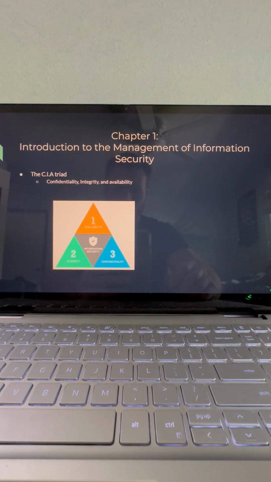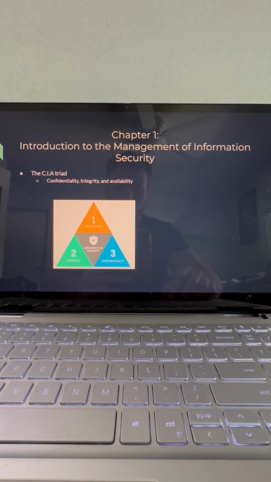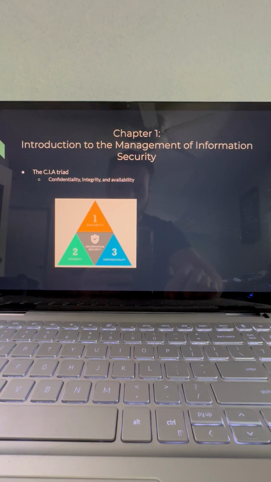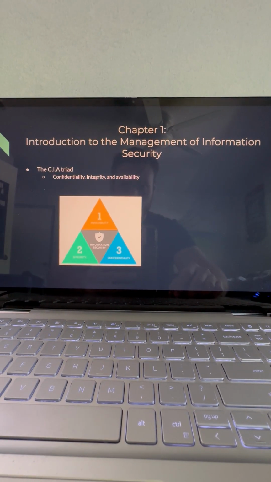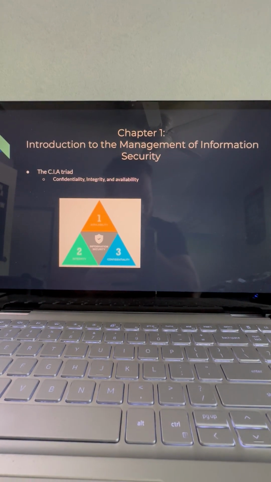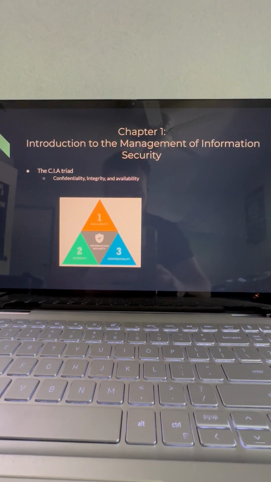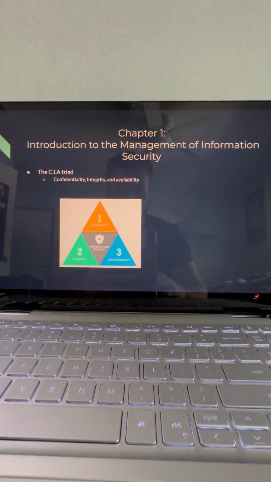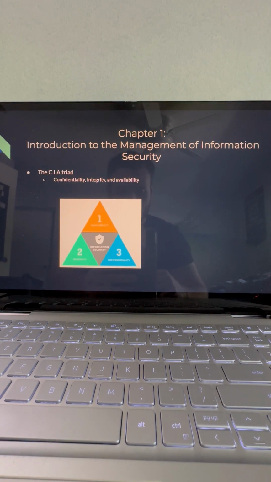So, Chapter 1, Introduction to the Management of Information Security. We look at the CIA triad, which is confidentiality, integrity, and availability. This is important because it's the three fundamental principles that form the foundation of securing information and data.